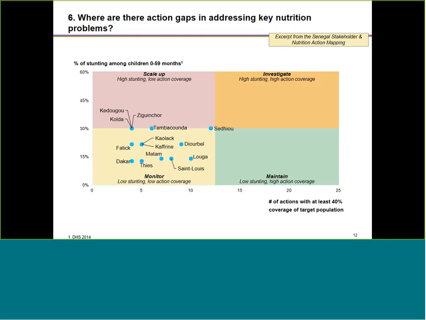In the green quadrant, regions have low stunting and high action coverage. This situation suggests that the high coverage of core nutrition actions is contributing to a low stunting prevalence, and the nutrition situation should be maintained. In the yellow quadrant, regions have low stunting prevalence and low action coverage. These regions need to be monitored in order to ensure that the stunting prevalence remains low and to scale up actions in the event that stunting prevalence increases.